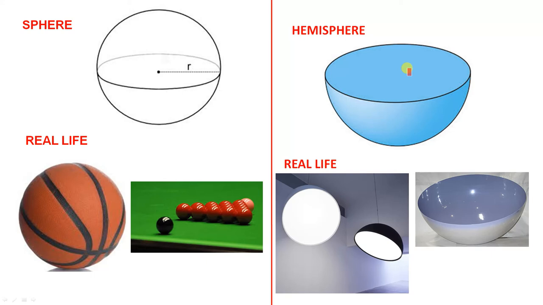Now the hemisphere is actually half a sphere, so it's a sphere which is cut in half. And in real life, here are some lights, for example. They're very common. They must shine the light beautifully and give you a good spread of light. So that's a great example of a hemisphere. And also bowls. You can see many bowls which approximate the shape of a hemisphere.